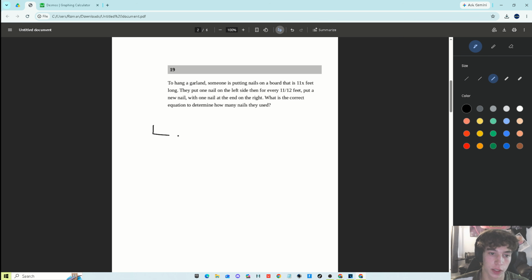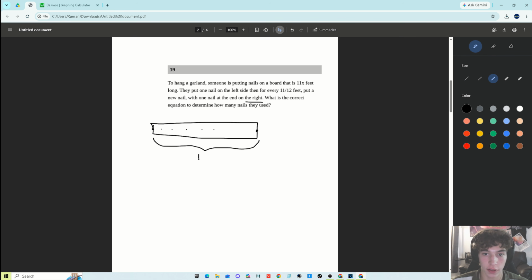Okay, so let's draw this out right here. So let's imagine they put one nail on the left, nail, nail, nail, nail, nail, blah, blah, blah, all the way until they put one final nail on the right. That's an important part. So they put one final nail on the right. So we know this whole distance is 11x, and let's just say this distance between nails is 11 over 12.